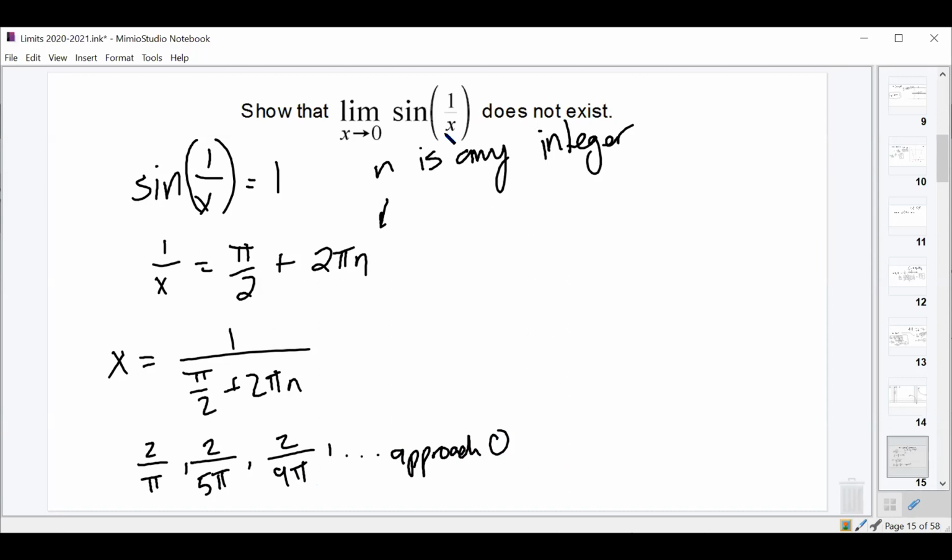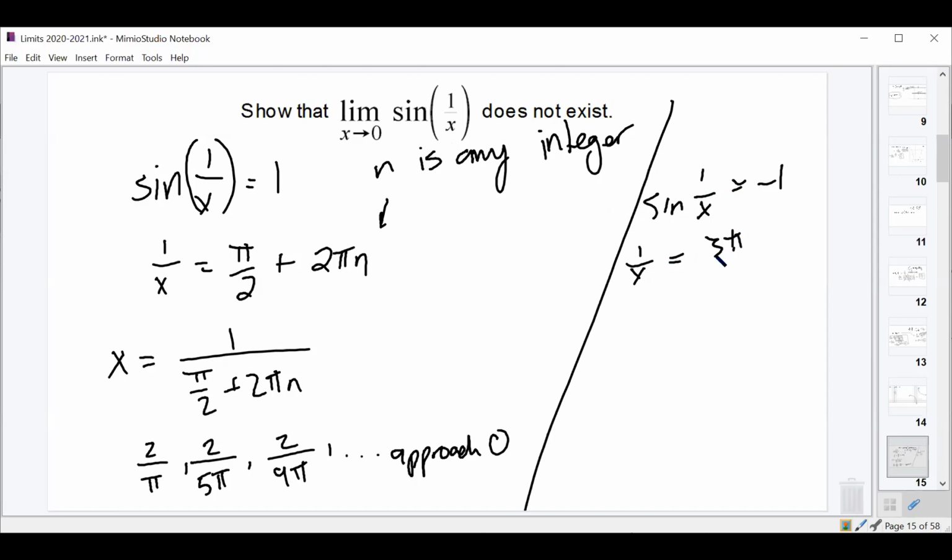And if we were to do this the other way, using -1, let's say when the sine of 1 over x equals -1, well, we know that 1 over x should then equal 3 pi over 2 plus 2 pi n. And x would be 1 over that. And how many of these are there? There are an infinite number of these also, right?